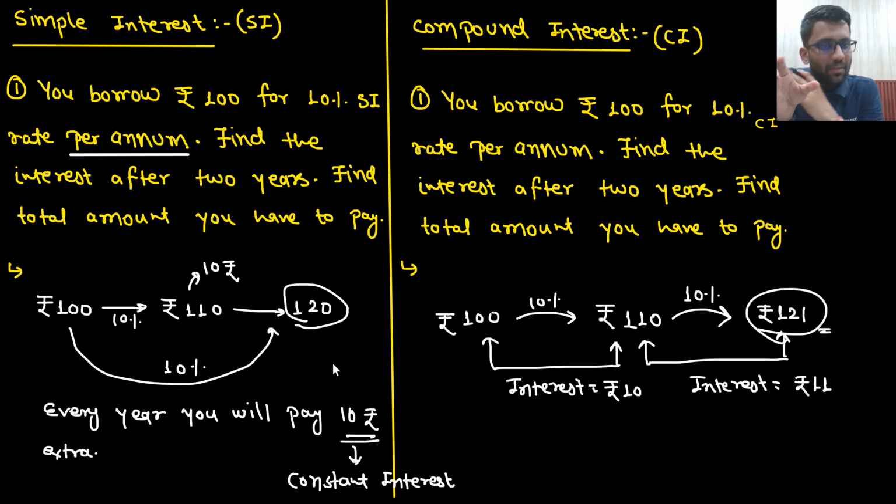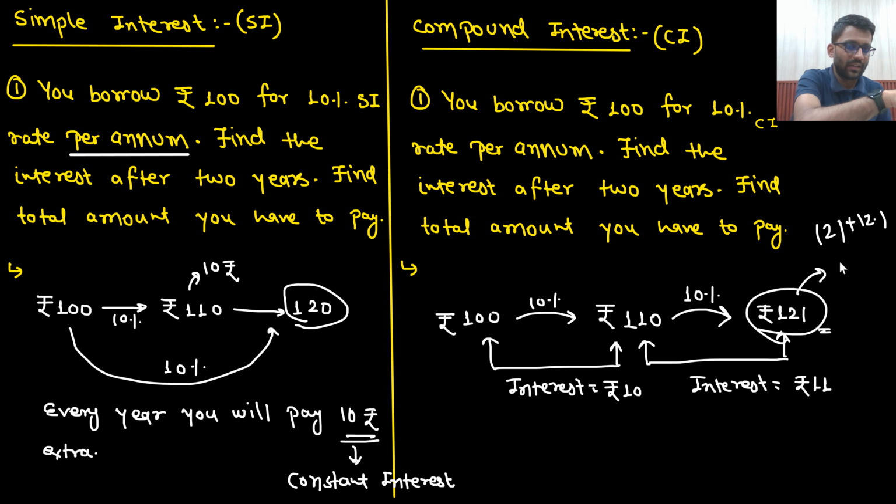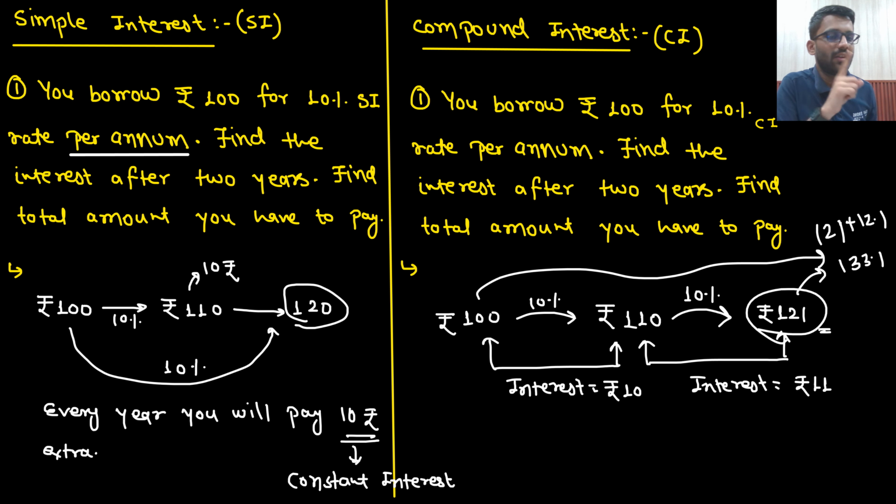Simple interest means 10% always constant. Compound interest means it will depend on the previous one. 100 rupees was there, 10% of 100 rupees, 110. Then again 10%, 121. Again 10% of this. Then next year how much you will pay? 121 plus 10% of this, 12.1. That means you will pay 133.1. So after 3 years if you are paying me 100 rupees, you will not pay me 100 rupees, you will give me 133.1 rupees. So interest is 33.1 rupees there.